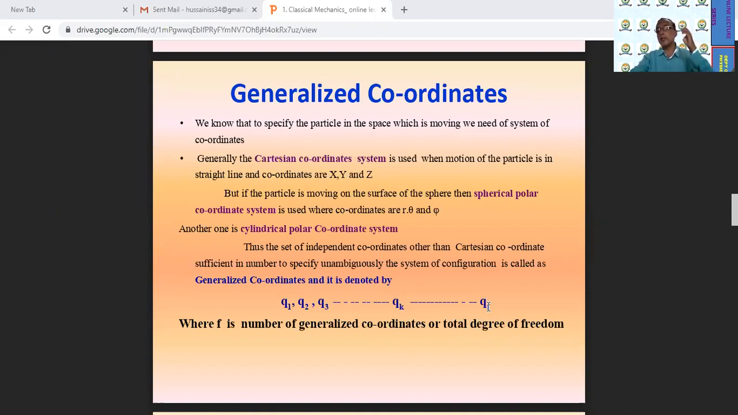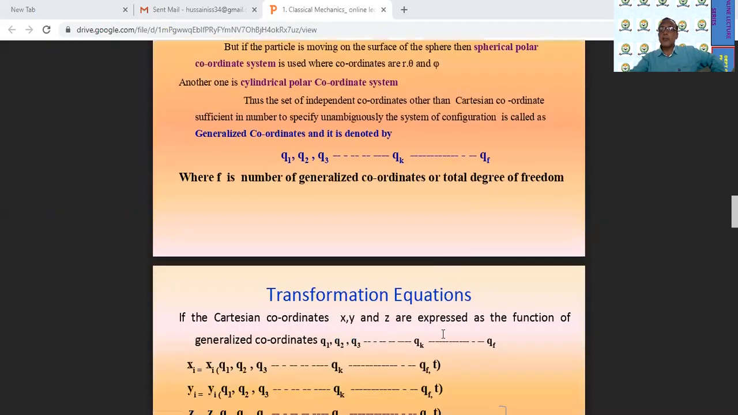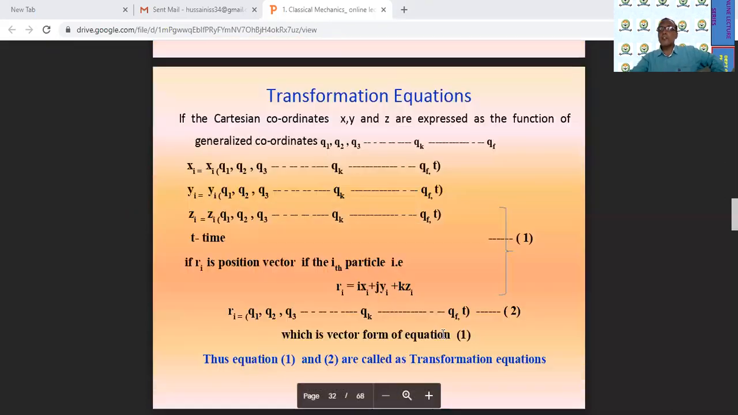qf is the number of generalized coordinates. Total कितने coordinate? q1, q2, q3, q4 and qf. Total f number of generalized coordinates are there. And this f is also called as the total degrees of freedom. That means these are the number of ways by which the particle can move in the space. Can you get it, please? Now, transformation equation.